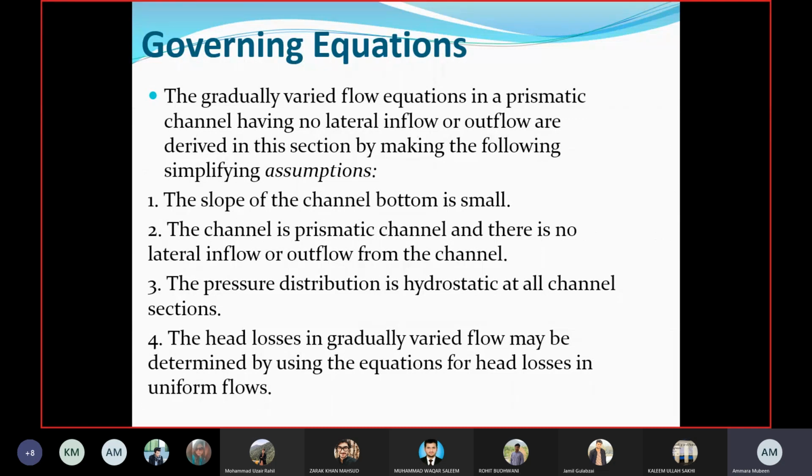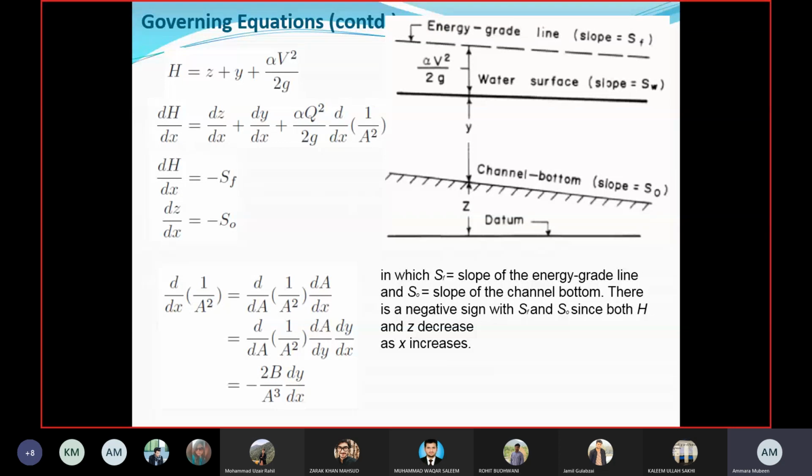It means that we won't be taking the whole reach of the river. The whole reach of the river would be classified into sub-reaches in which we can apply the uniform flow equations, as the rate of change of depth with distance is very, very small in that small reach. So we'll be applying those uniform flow equations to find the uniform flow depth in that reach. Okay, so let's check the derivation.